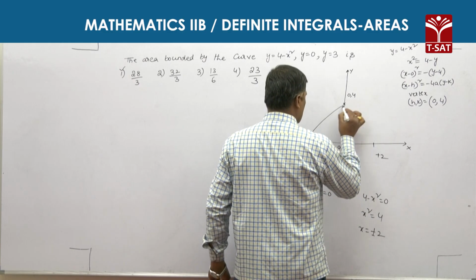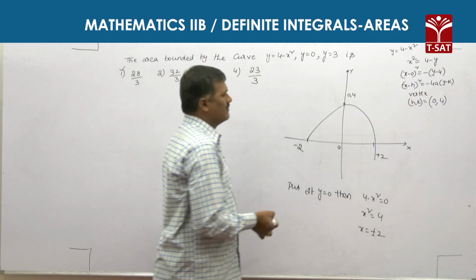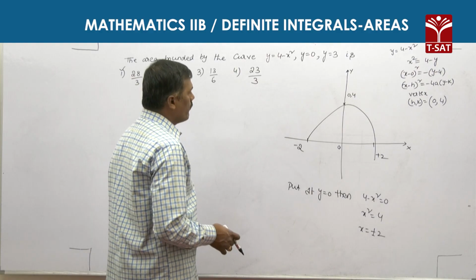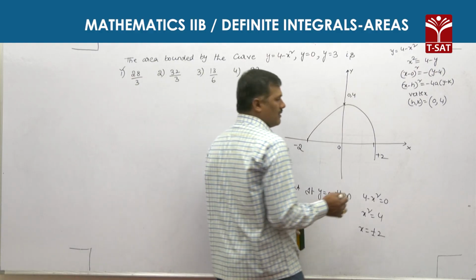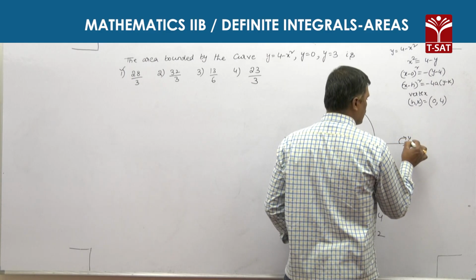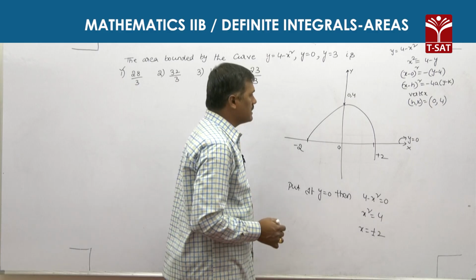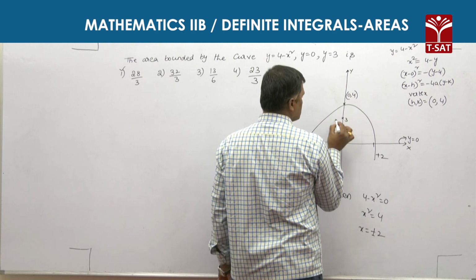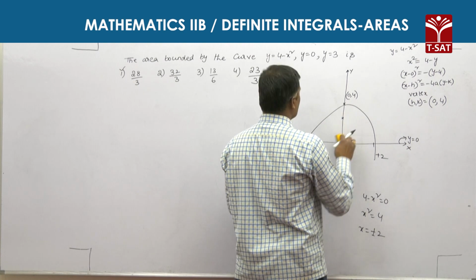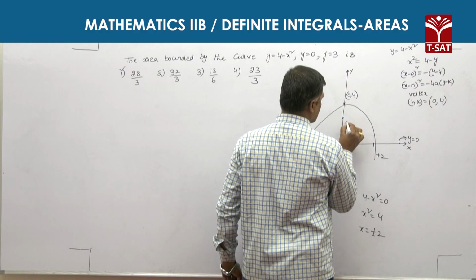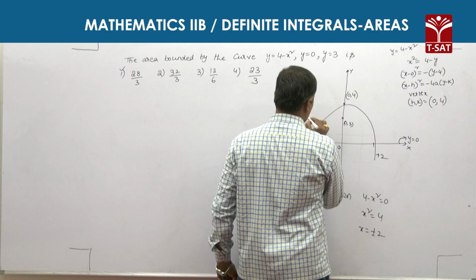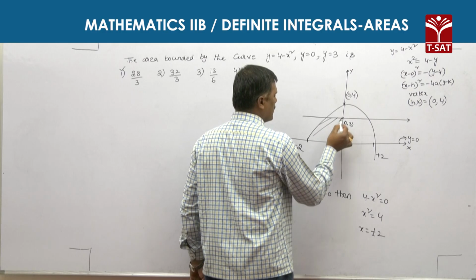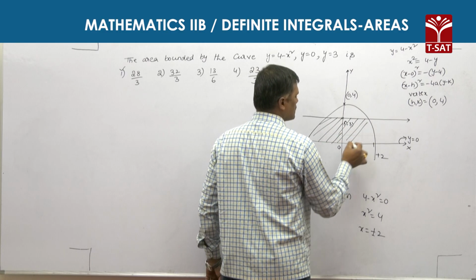This is the curve of the given function y equal to 4 minus x square. Y equal to 0 is the equation of the x-axis. And y equal to 3 is a line parallel to the x-axis, passing through (0, 3), below the vertex (0, 4). So to find the area of the required region, these are the limits of the boundary.